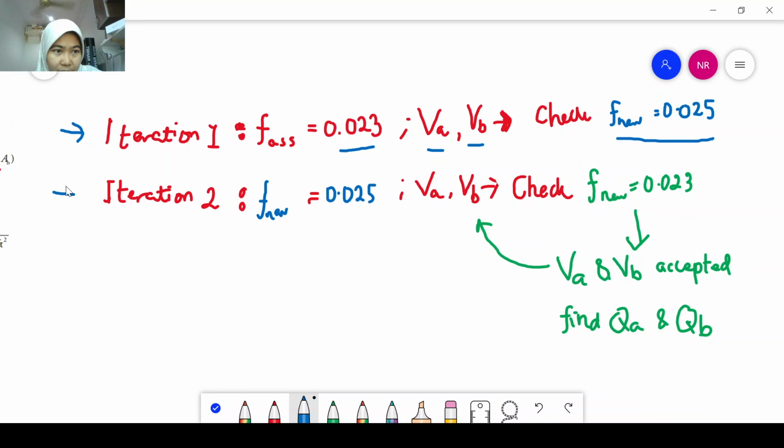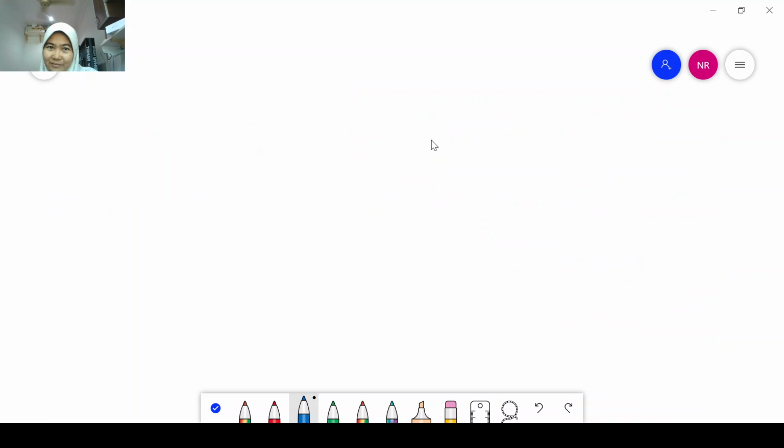In the second iteration, you use the value of 0.025 for f to find VA and VB. Once you have the VA and VB, you use the Moody diagram, calculate the Reynolds number, and use the relative roughness to check the new friction factor. So your new friction factor will be 0.023. Okay, so here we can stop the iteration because this is similar to the first F that we guessed. So this is how you have to do it.